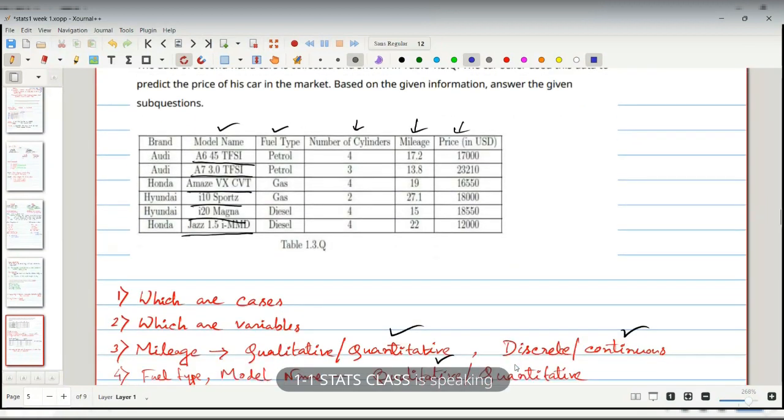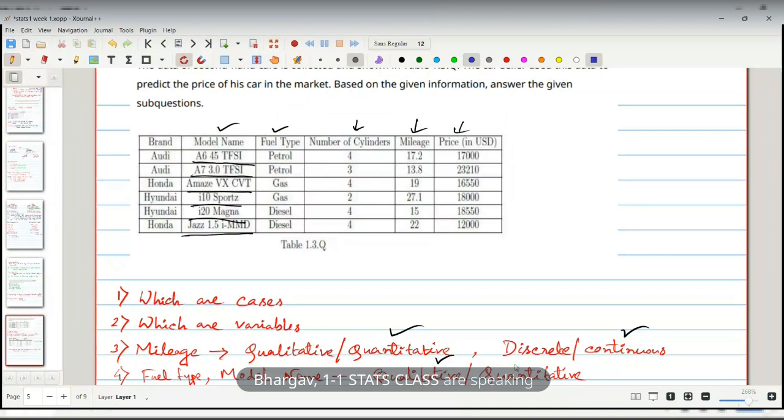So this is the data set. Tell me which are cases. Model name is cases. Why is model name cases and brand name is not cases? Brand name is repeating. So the model names are the cases.